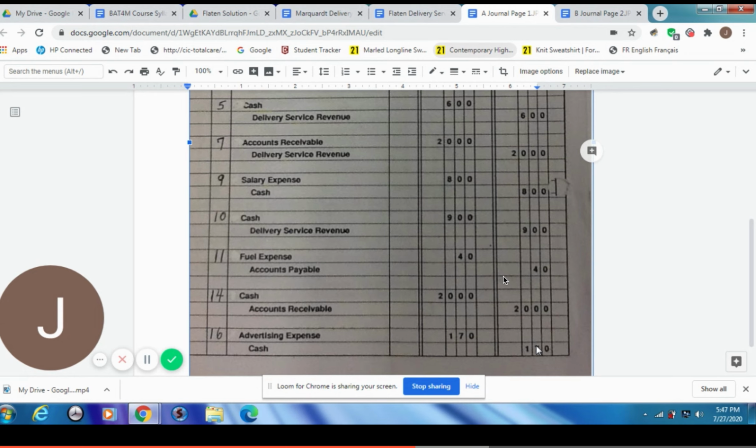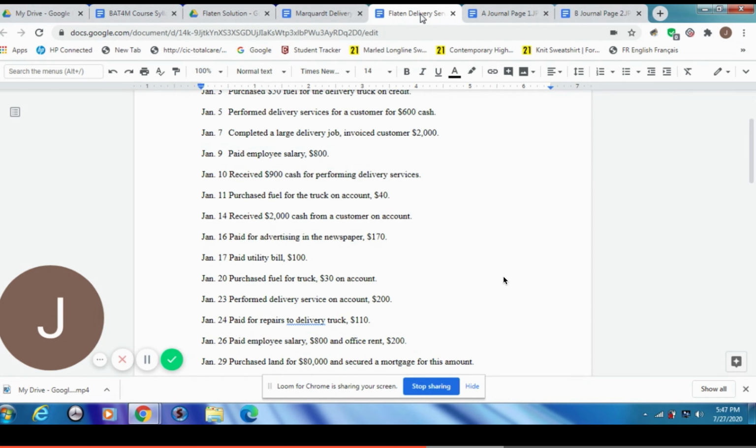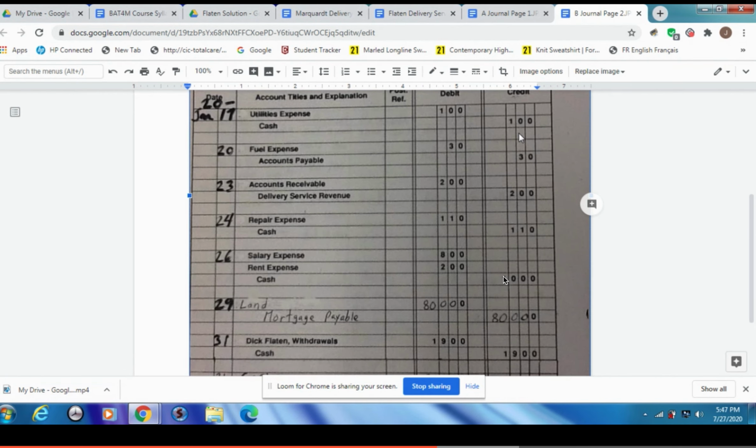For the next transaction, we'll have to go to a new journal page. Okay, so if we go back to the top of this one, it says page 1 at the top, so it's going to have to say page 2 when we go to the next journal page. But let's go back to our transactions, and we'll go to the next transaction listed. It's on the 17th, and it says that we paid a utility bill of $100. Right, so we'll go to a new journal page, and again, we'll have to fill in the year at the top. You can put 2020.